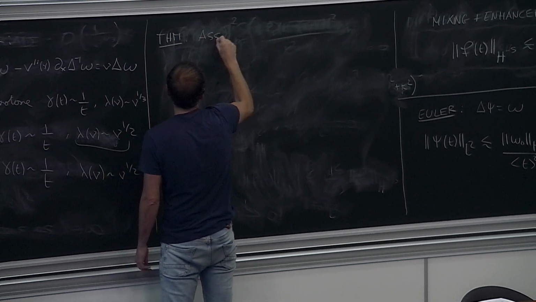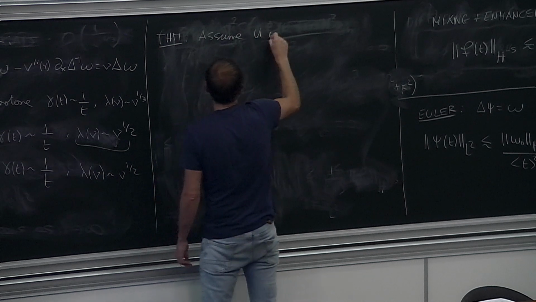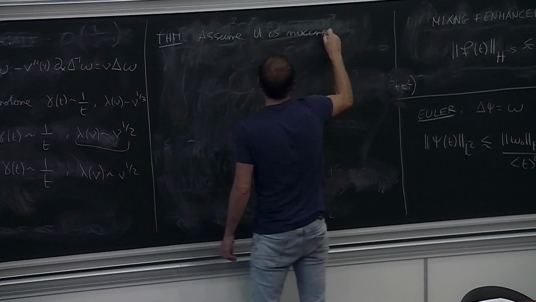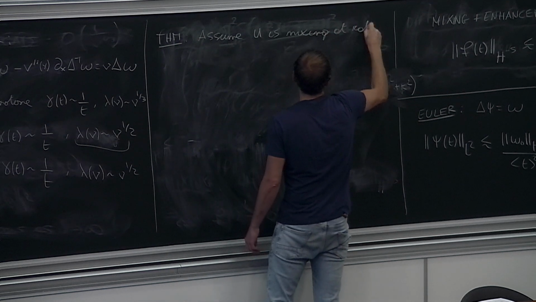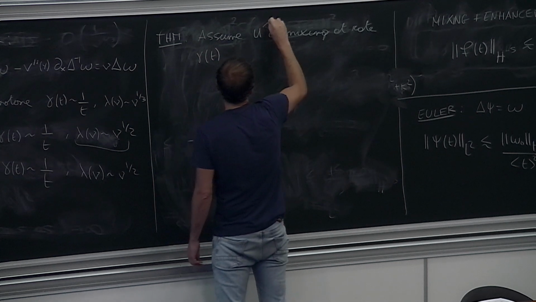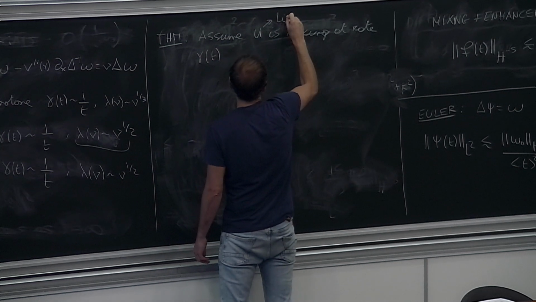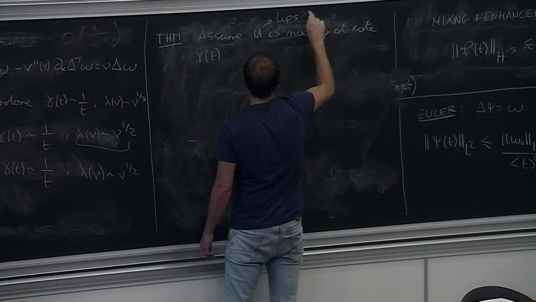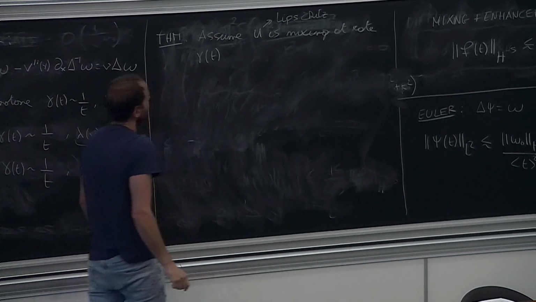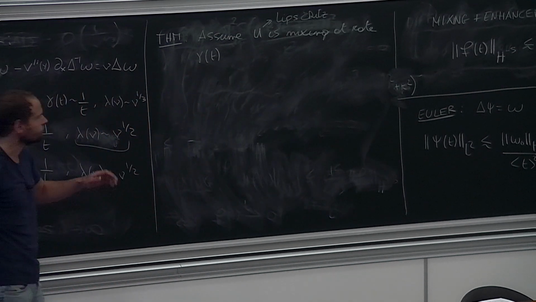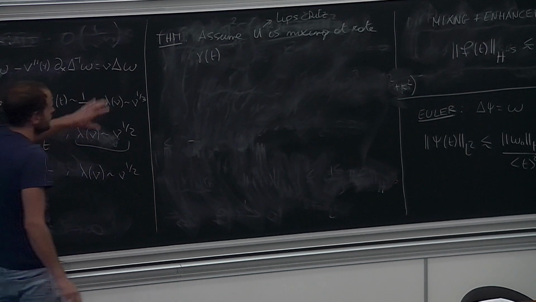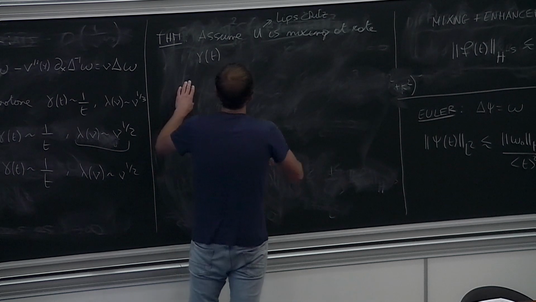So assume U is mixing at rate gamma of t. And here U just has to be Lipschitz in space. But it can be time dependent. It also applies to some cases of linearized Navier-Stokes, so it's a more abstract result than that.